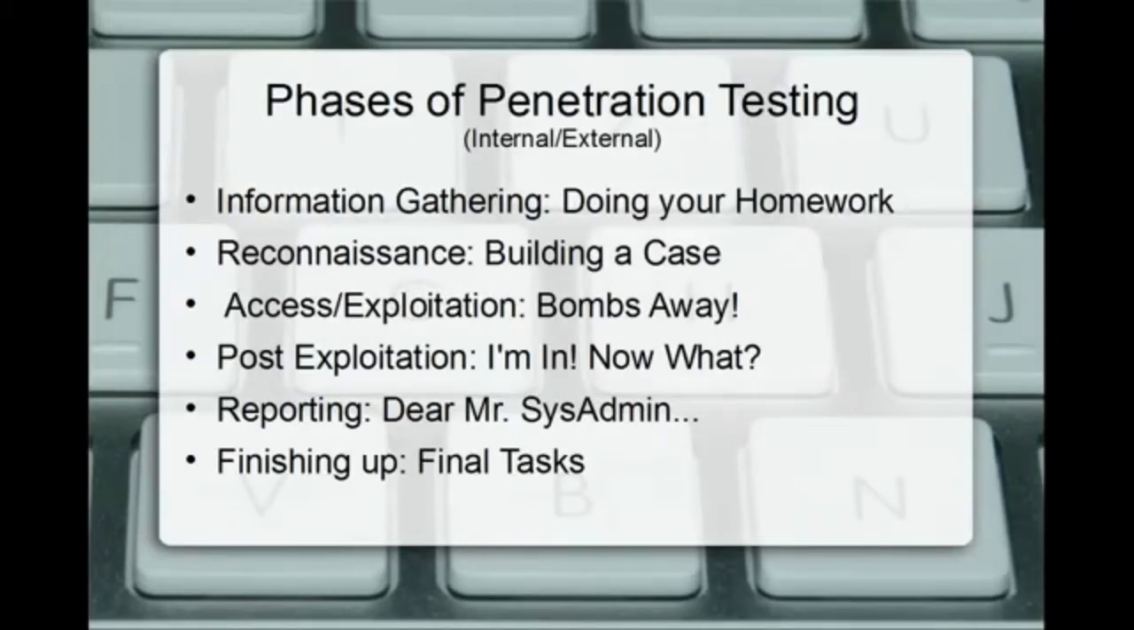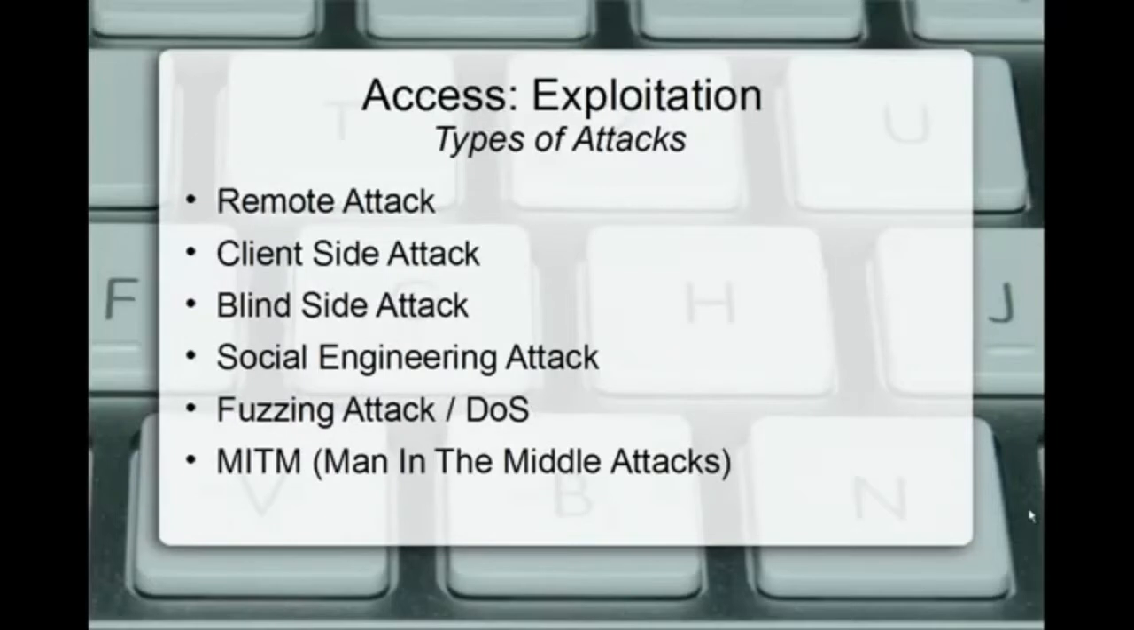Some of the things we're going to be using we'll get into here in just a minute. So let's talk about the types of different attacks for exploitation. There's a remote attack, a client-side attack, a blind-side attack, social engineering attack, a fuzzing and denial of service attack, and man-in-the-middle attacks. So you might be asking yourself, why so many different attacks? Well, I'm going to explain just the top 3 here, because that's what we're going to actually be getting into today. Actually, we'll be getting into the top 2, but I'm going to explain the blind-side attack as well.